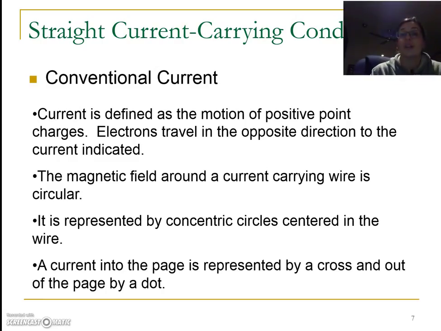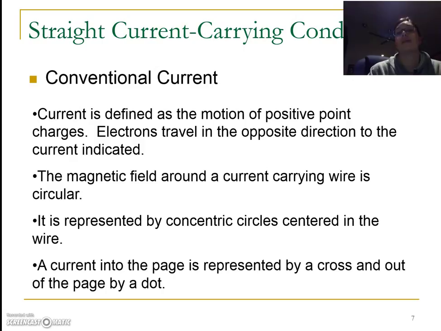We now know that actually electrons travel in the opposite direction to the current that's indicated, but we don't really seem to care. It's called conventional current. So when we say that the current is going this way, it actually means the conventional current, and if we're not talking about the flow of electrons, we just worry about conventional current.